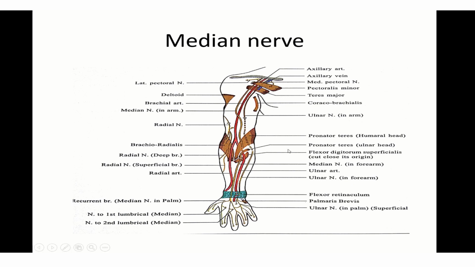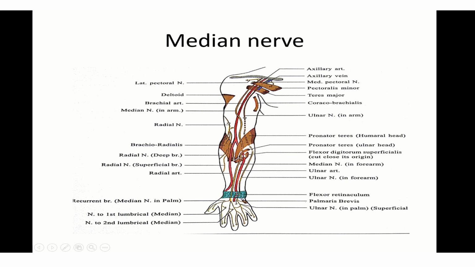So you can see here, this is the median nerve which is formed along the lateral side of the axillary artery. Then it descends along the lateral side of the brachial artery. So in the middle of the arm, the median nerve is crossing in front of the brachial artery to the medial side. Then it descends vertically downwards along the medial side of the brachial artery. So it is the medial most content in the cubital fossa.